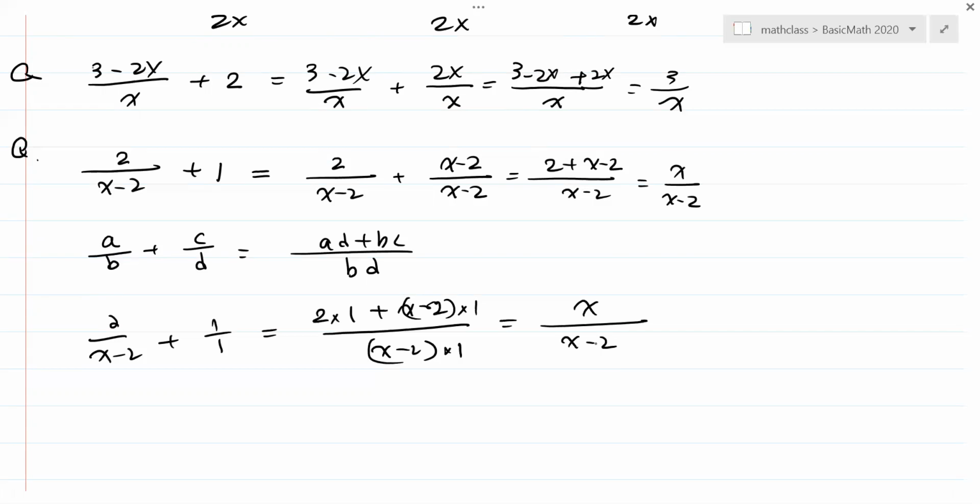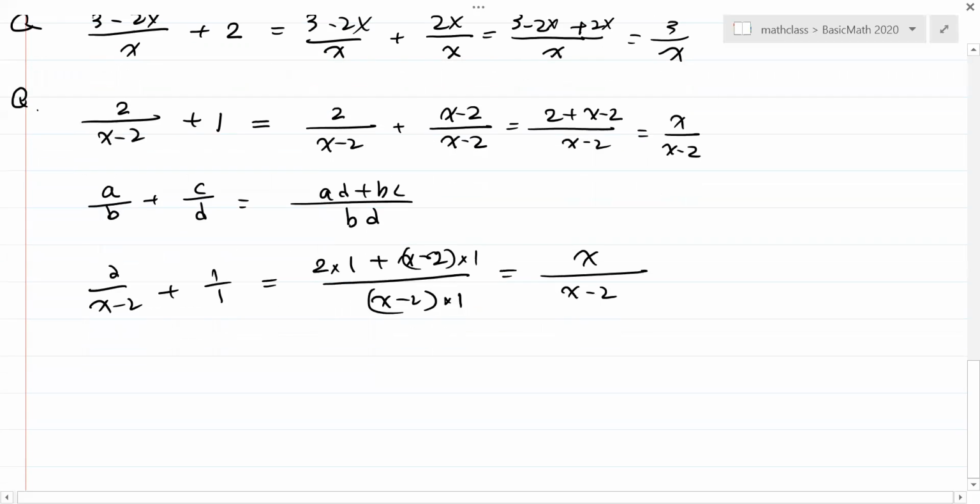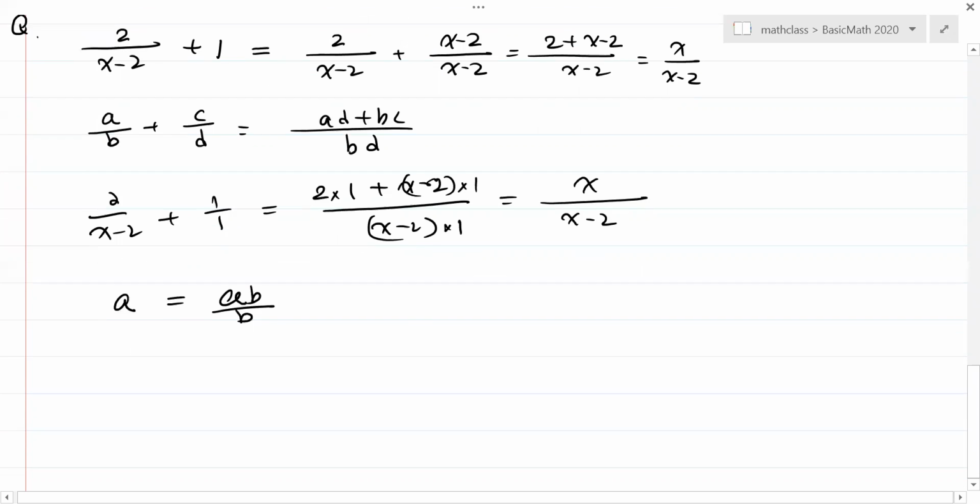An integer, like one term, you can make it a fraction. Any number a can be written as a times b over b. The b can cancel out, so you can choose any b. It doesn't matter, as long as you can make them have a common denominator with another fraction, then that's fine.